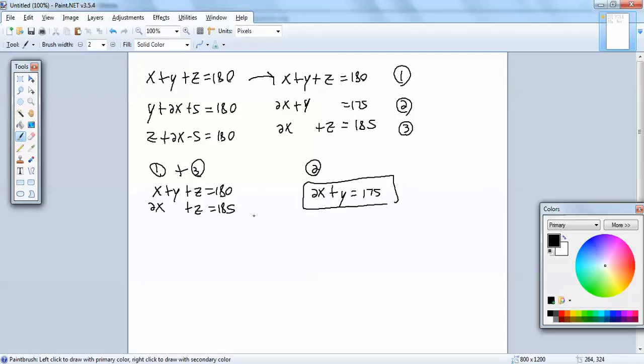Now over here, I'm going to multiply one of these equations by negative 1, because we need to have a plus z and a negative z. So we got x plus y plus z is equal to 180. Negative 1 times 2x is negative 2x. Negative 1 times z is negative z. And that's negative 185. x minus 2x is negative x plus y. z minus z cancels, is eliminated, and that's negative 5.